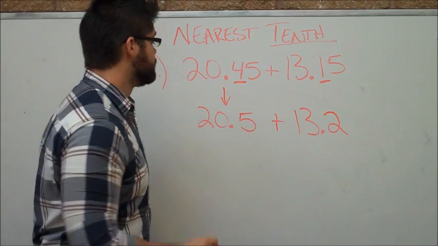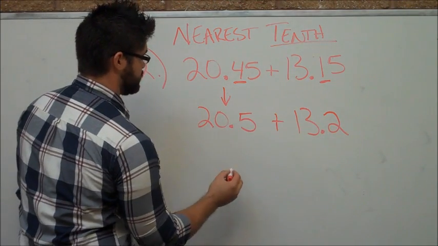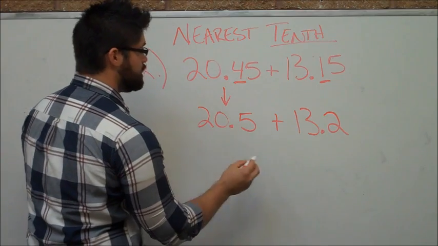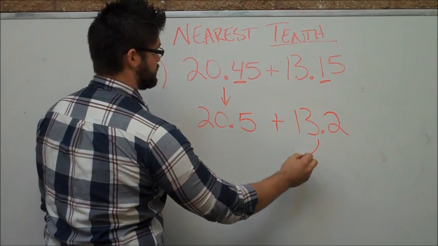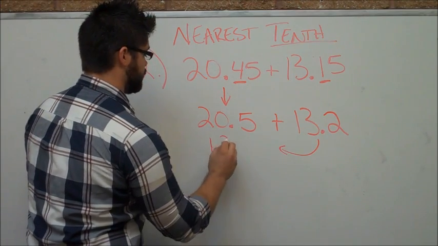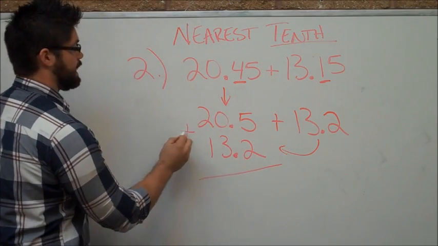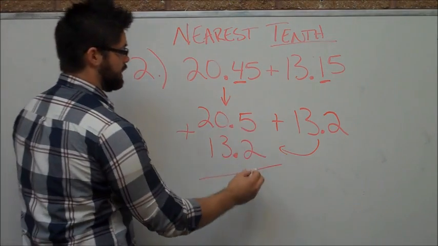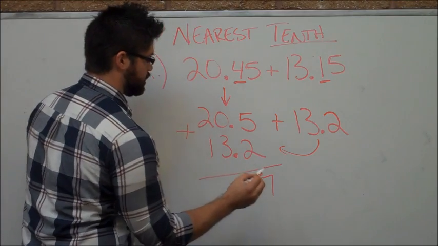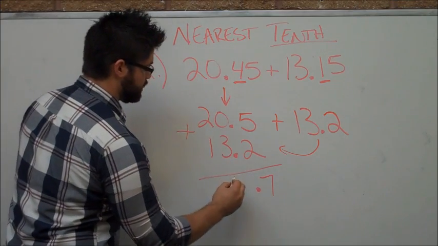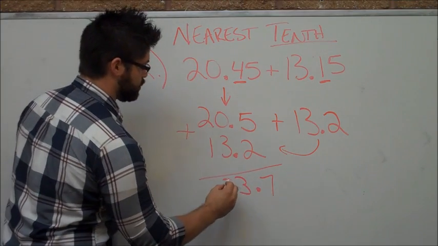So now I'm going to line up my decimals again. So I have 20.5 plus 13.2. Well, I'm just going to bring this down around here. And I'm going to put 13.2. And I'm going to add these together. 5 plus 2 is 7. We're going to bring down the decimal. 0 plus 3 is 3. And 2 plus 1 is 3.